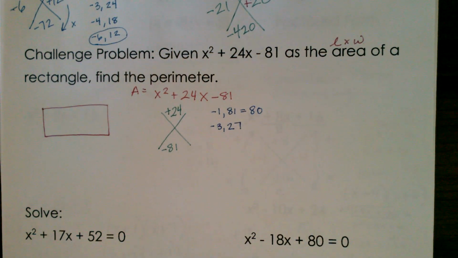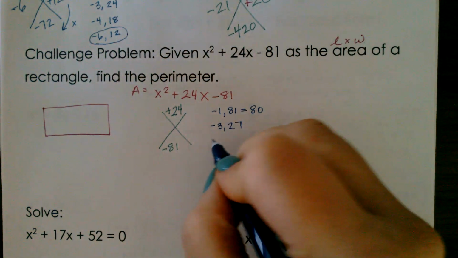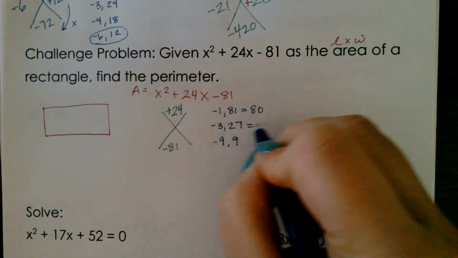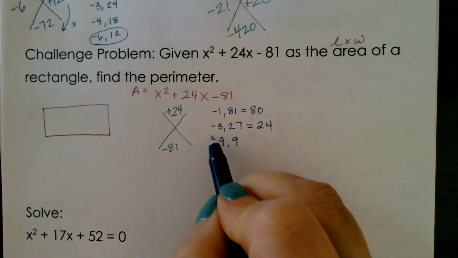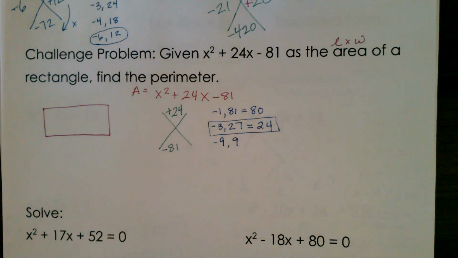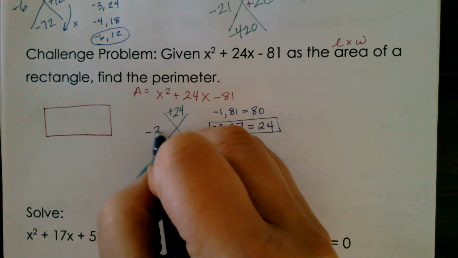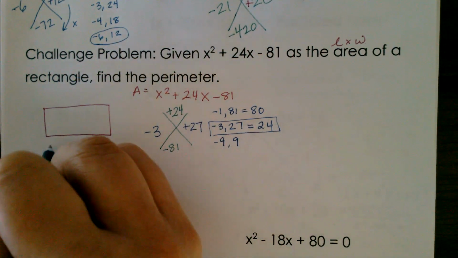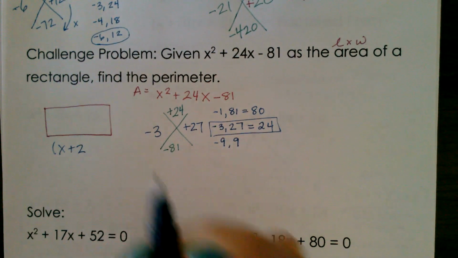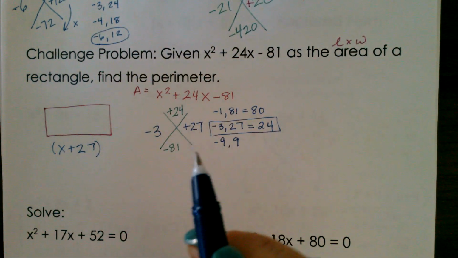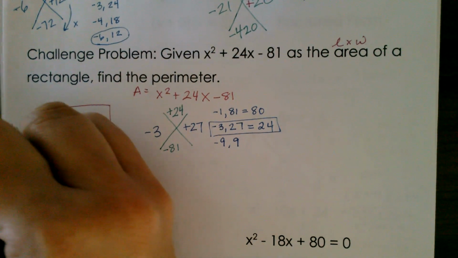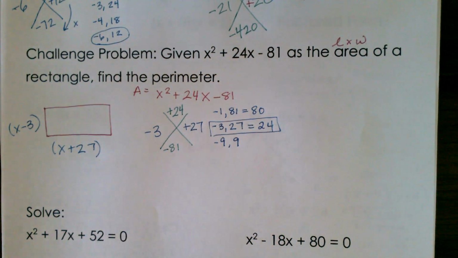Oh, that is the factor I did not think of when I think of 81. Immediately I think of 9 and 9. But I add those together, I get 24. So that took a moment for me to pause. Here we go. So -3 and a positive 27. Meaning, and it doesn't matter how you label what side is what, one side, because it's length times width, will be x minus 3, while the other is x plus 27.